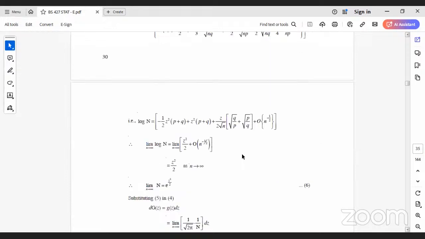After simplification, the limit of log is equal to the limit of z square by 2 plus 0 times n power minus 1 by 2. Zero into something is 0, so we get z square by 2. Taking the limit as n tends to infinity, we get e power z square by 2.